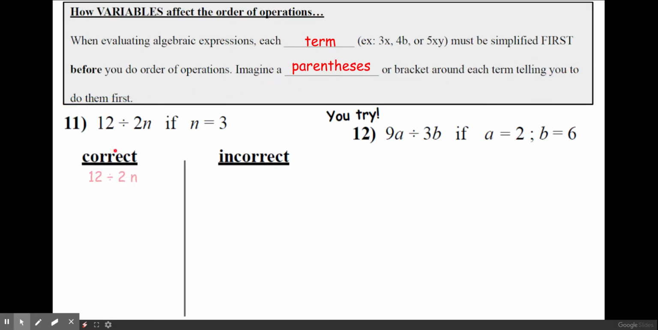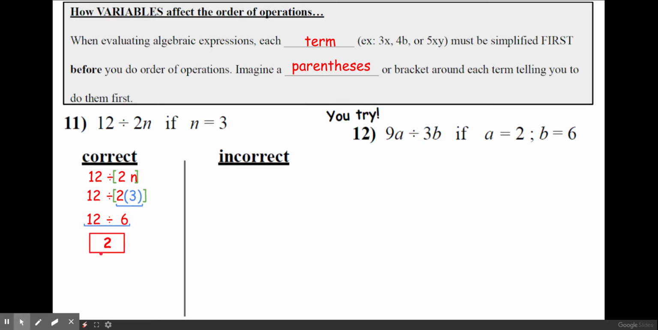So what we mean by that is take a look at 12 divided by 2n. If n equals 3, the correct way to do this is to pretend there's a parentheses around the 2n, around each term. So 12 divided by 2, in place of n, it's 3. And again, imagine there is a parentheses around there. So you're going to do 2 times 3 first, which is 6, and then bring down the division and the 12, and now 12 divided by 6 is 2.